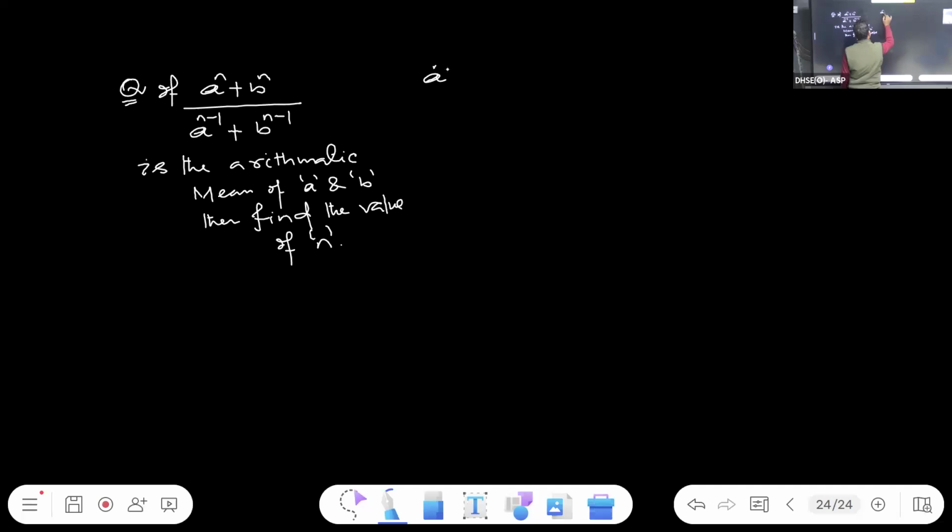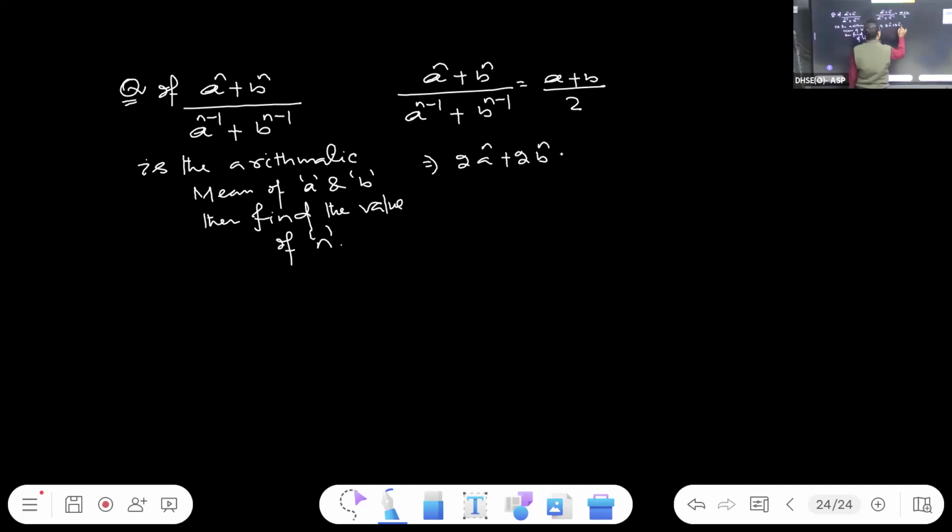A to the power n plus B to the power n upon A to the power n minus 1 plus B to the power n minus 1 is equal to A plus B upon 2. Okay. Now cross multiplication will give you A to the power n plus 2 times B to the power n is equal to A times A to the power n minus 1, that is A to the power n, plus A into B to the power n minus 1 plus B into A to the power n minus 1 plus B to the power n.